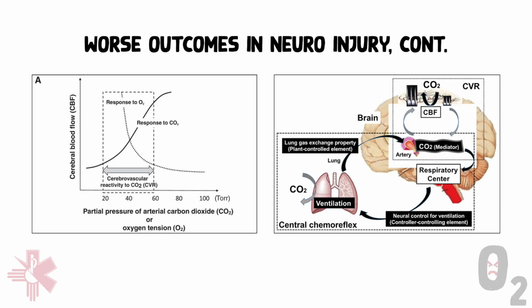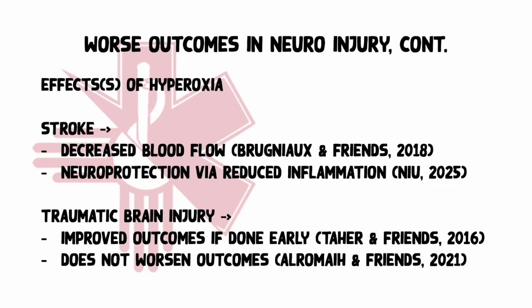So that's another proposed mechanism. Again, not super clear there, but by either one of these ways, it is known that hyperoxia, or too much oxygen, can decrease cerebral blood flow. So moving on with that idea, hyperoxia is when we have too much oxygen in the bloodstream. With stroke, we do see a decrease in blood flow, so that has been demonstrated. That said, we also do see some neuroprotection, and the mechanism here is by reducing inflammation.